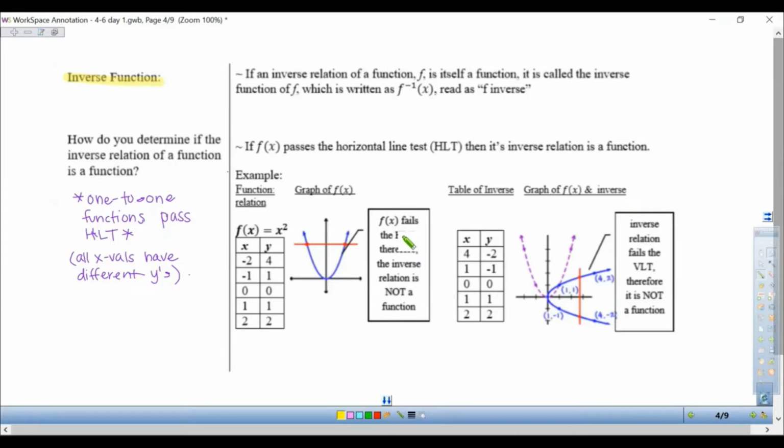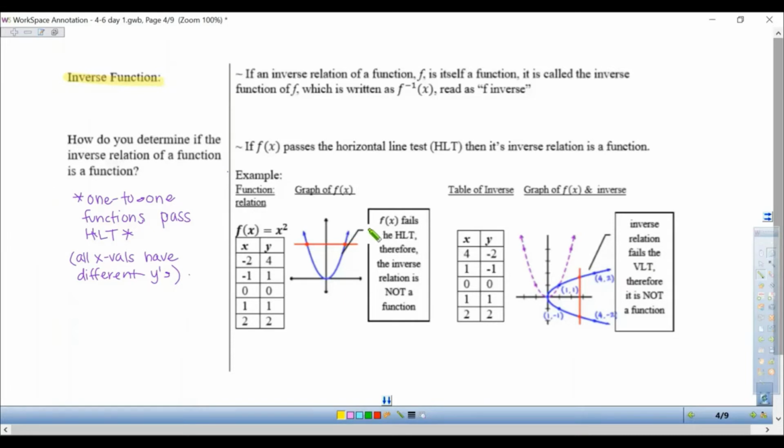So how can we determine if the inverse relation of a function is a function? So if we can say f inverse, and we do that by looking at the horizontal line test. So the horizontal line test is if I look at the graph of a function and a horizontal line only passes through the graph once, then its inverse is a function. Okay. If a horizontal line passes through the function more than once, the inverse is not a function.